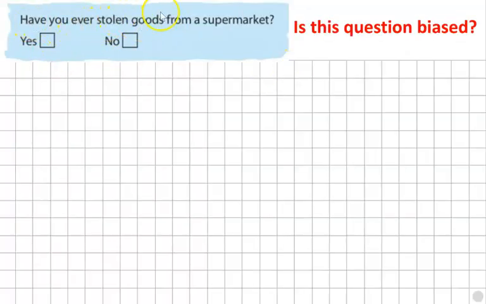Have you ever stolen goods from a supermarket? Yes or no? Is this question biased, and if so, why? Few people are likely to answer this question honestly if they have already stolen. So yes, this is a biased question.